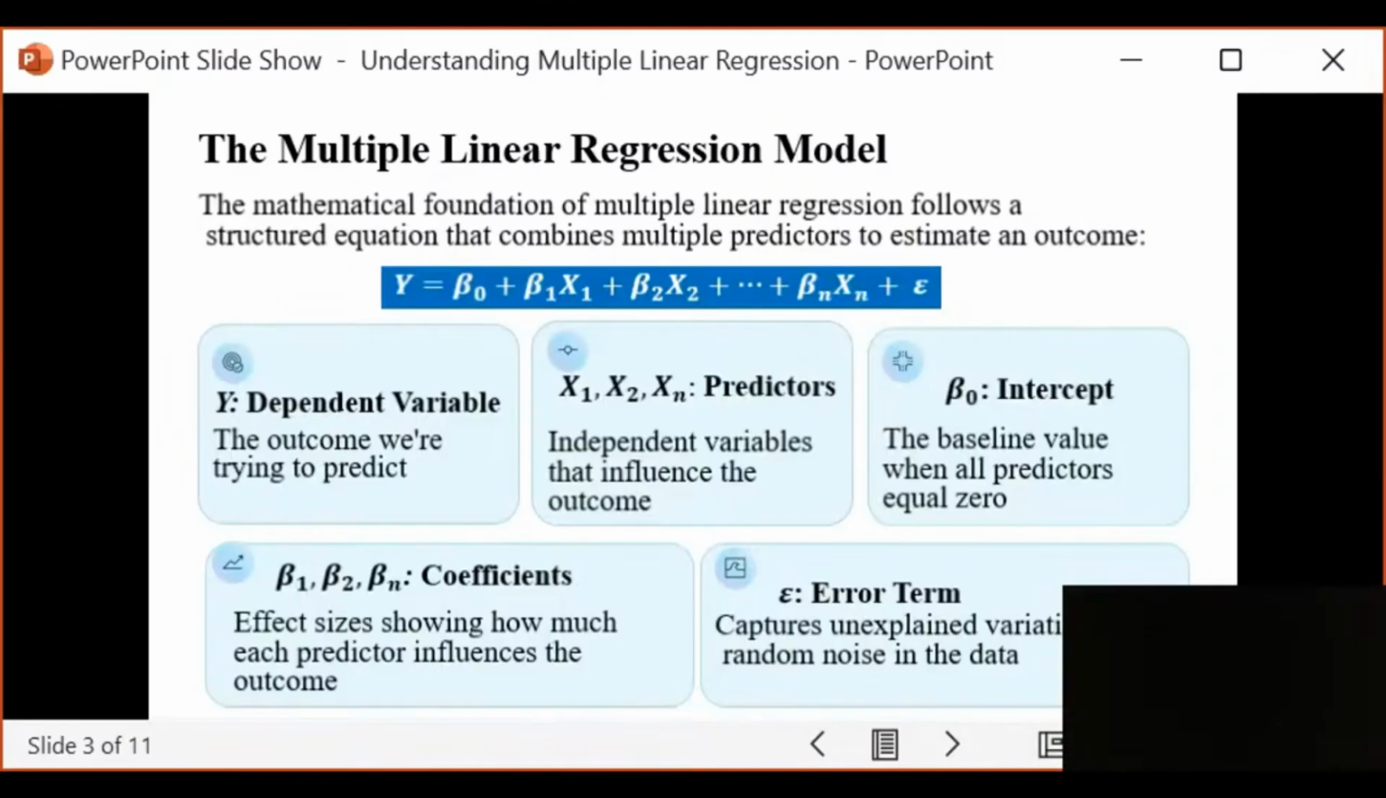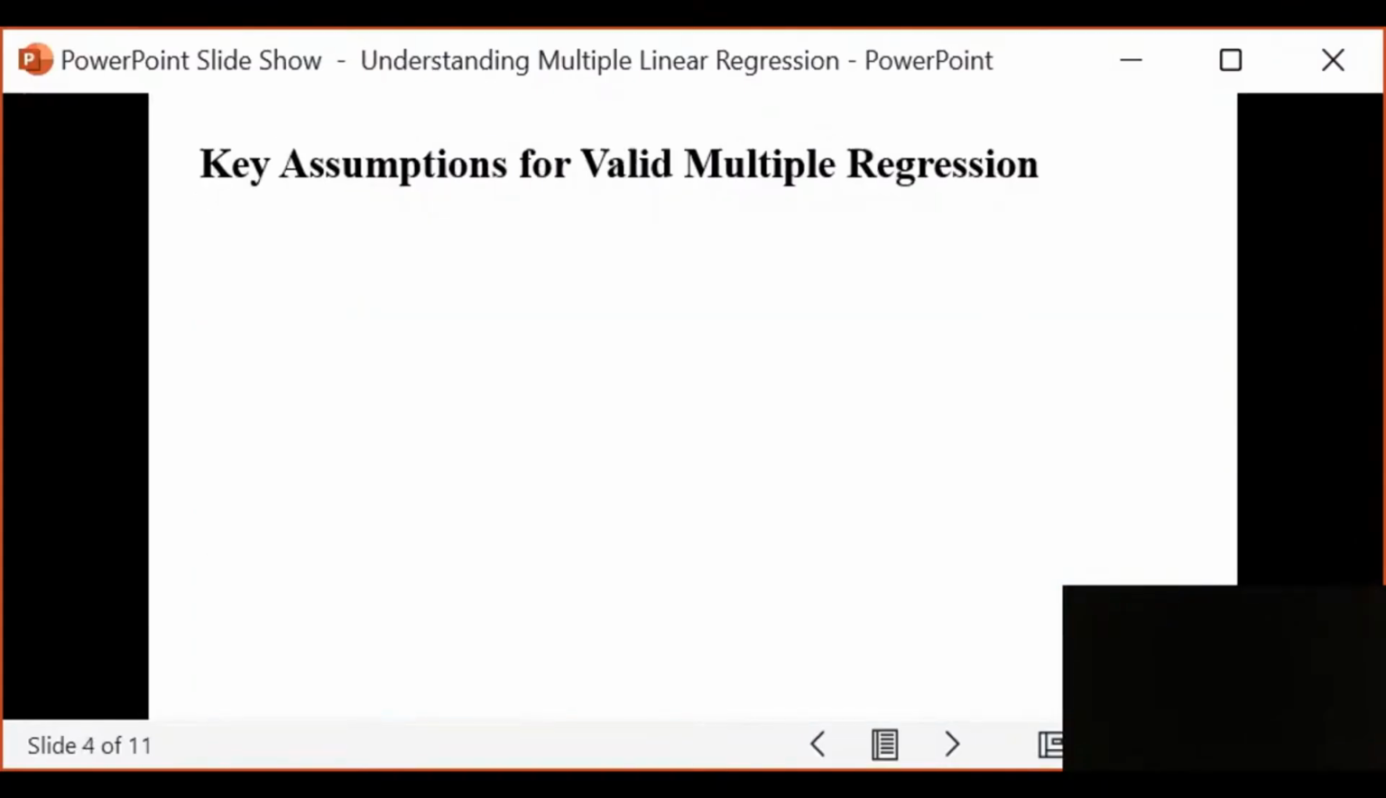So in simple terms, multiple linear regression helps us create a formula that uses several predictors to estimate or explain one main outcome. It's like putting together different puzzle pieces. Each variable contributes a part of the picture, and together they help us predict y more accurately. And now that we've seen what the multiple linear regression model looks like, let's talk about something just as important, the assumptions behind it.